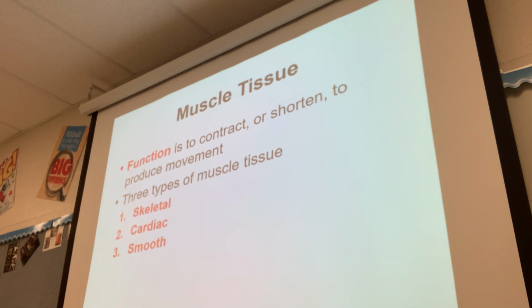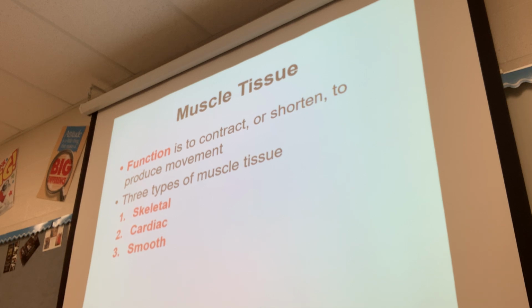The function is to contract or shorten to produce movement. One thing you need to know about muscles is they can only contract and relax. They do not lengthen at all. They contract and then they relax, and then there's this idea that they can lengthen as well, but they really don't. So there's always two sets of muscles for each movement.